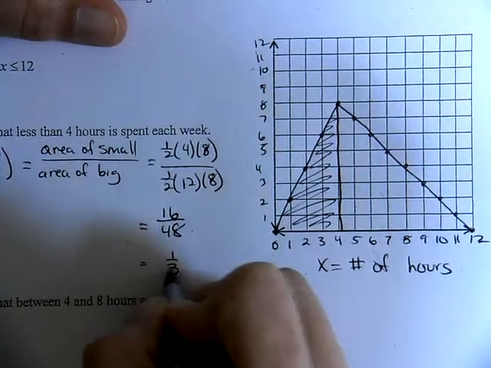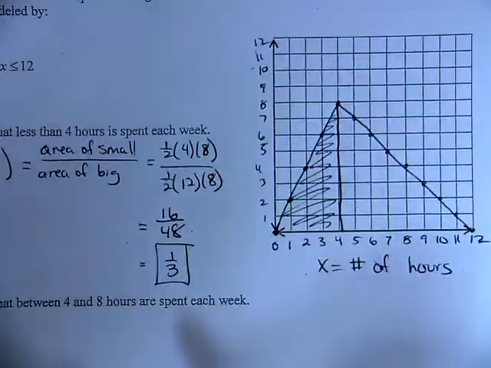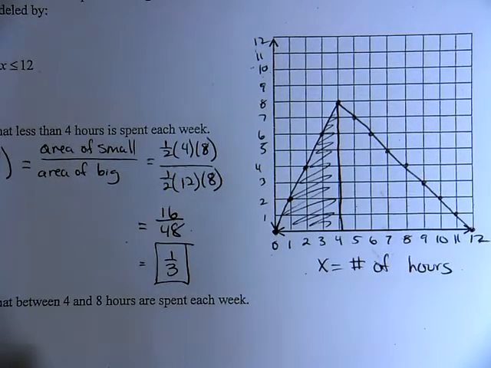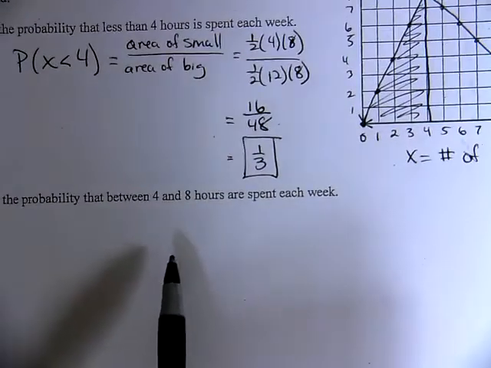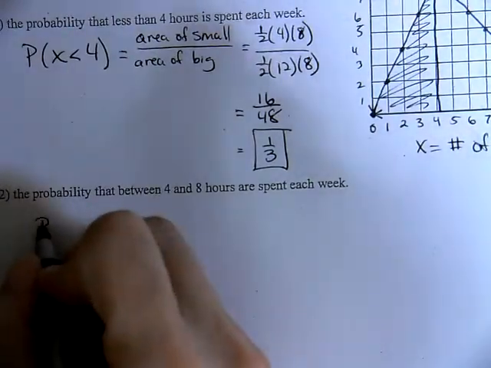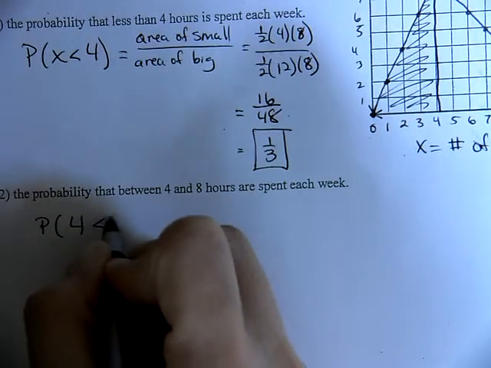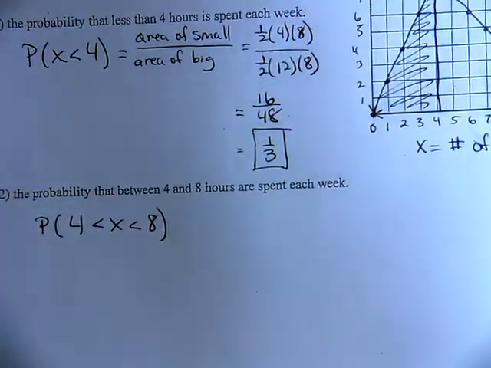So I get a third. So the probability that a student spends less than 4 hours on homework is a third. Okay, what about the probability a student spends between 4 and 8 hours? So now we're looking at the probability that 4 is less than x, which is less than 8.